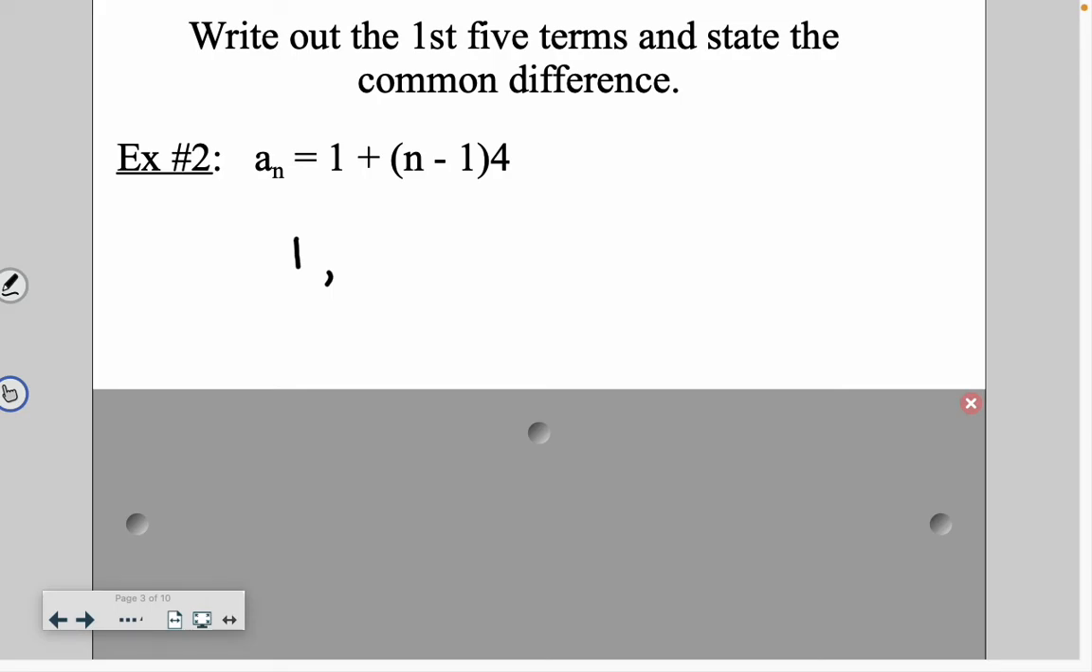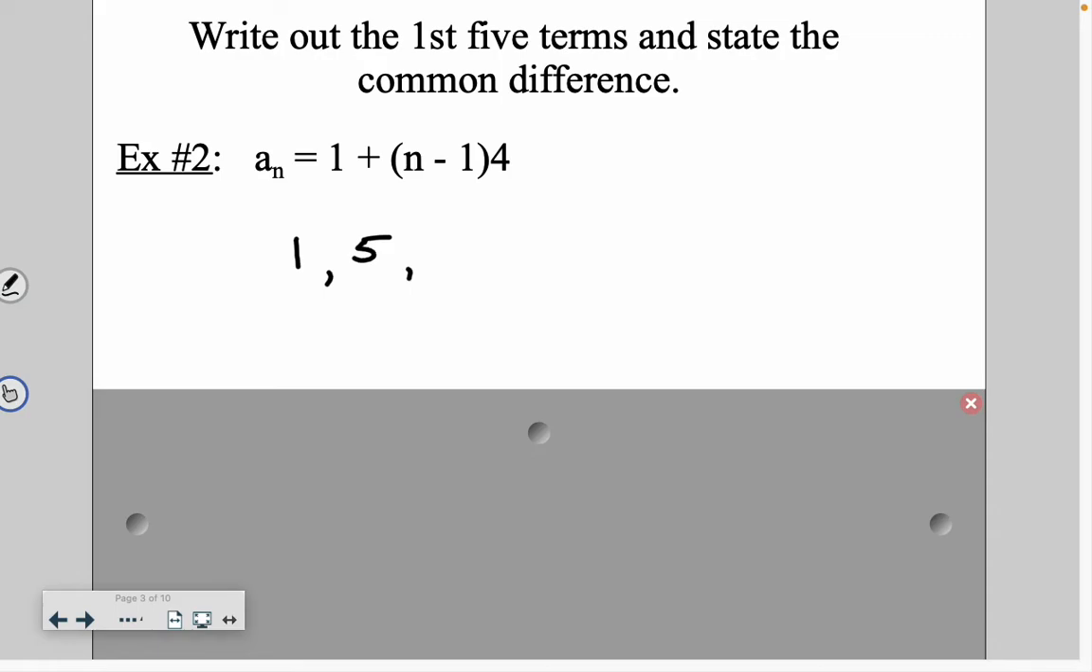And I plug in 2, which means I get a 1 here, times 4 is 4, plus 1 gives me 5. There's the second term in my sequence. If this is arithmetic, by the way, what's the common difference? Okay, 4. Now, we can't stop here because two numbers is not a pattern yet. We've got to keep going just to make sure.